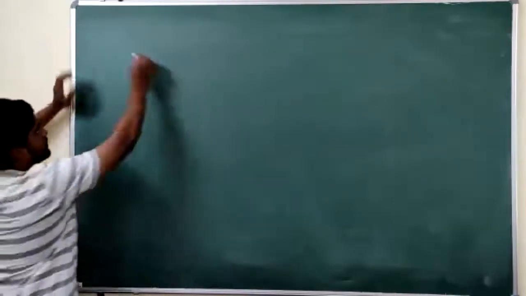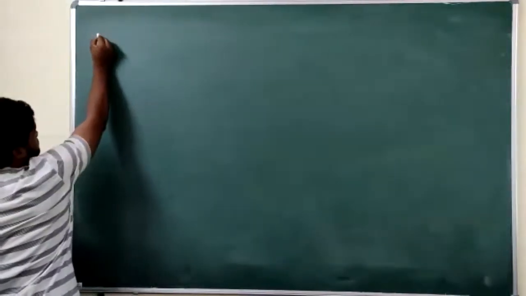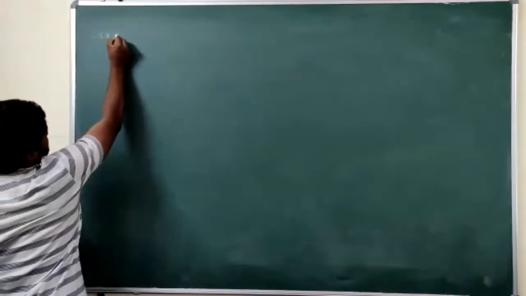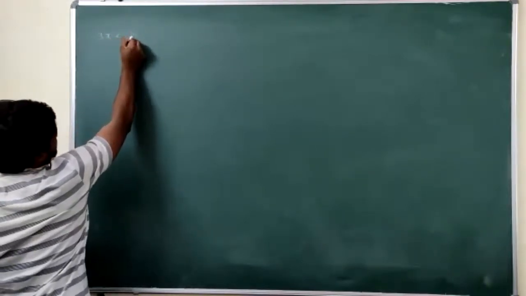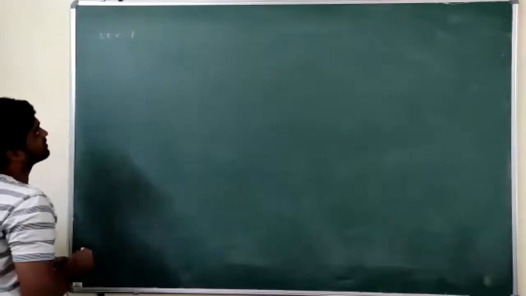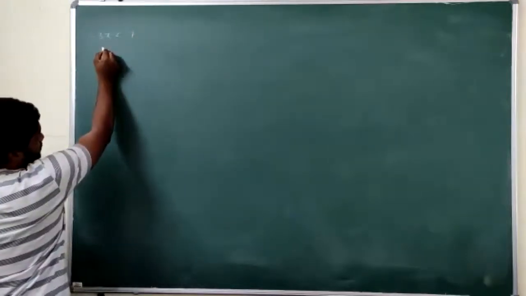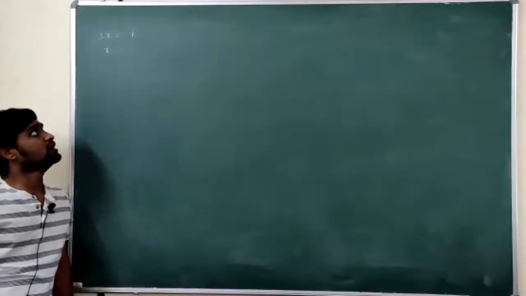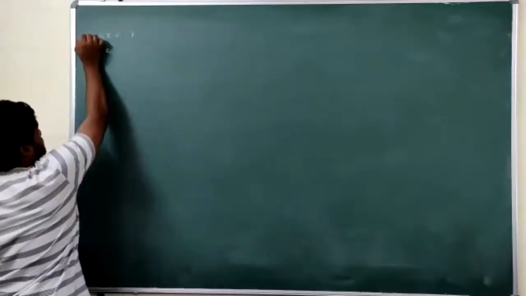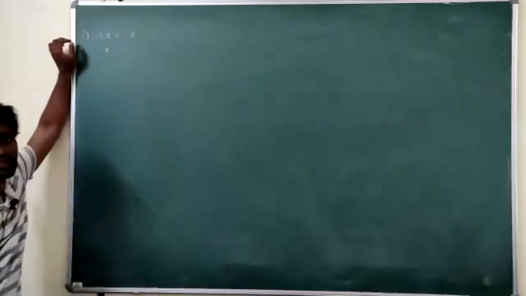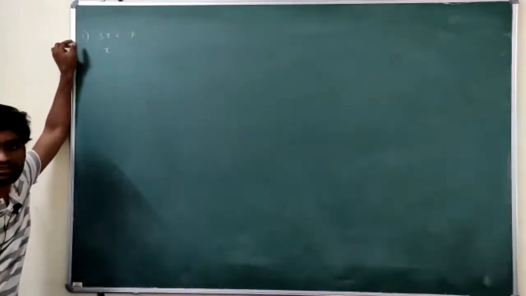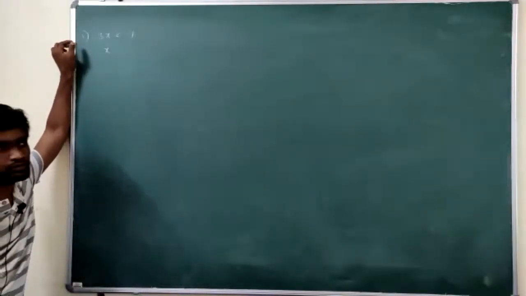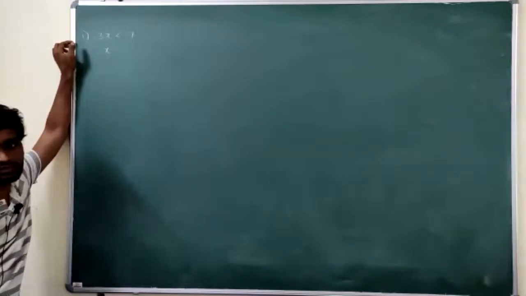Okay. See this. Minus 3x is less than 7. What is x? If minus 3x is less than 7, let's talk about x. Send the answer in the chat box.